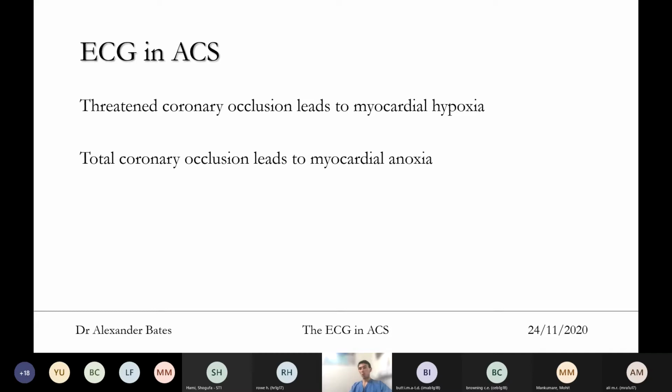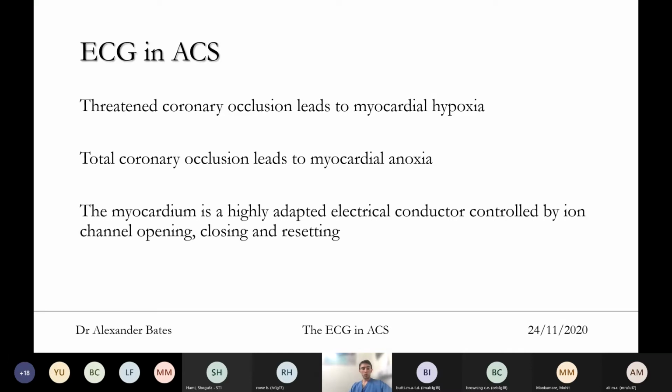Threatened coronary occlusion, which may be, say, from a plaque rupture and then a thrombus, but there's just a little thread, a bit of blood getting through, will lead to myocardial hypoxia. But of course, some of the myocardium will be getting hardly any oxygen or nutrients at all, and that part will be threatening to die as well. In general, typically, a total coronary occlusion will lead to a STEMI, whilst a threatened coronary occlusion will lead to an NSTEMI. It's not 100%, but that's typically what happens.